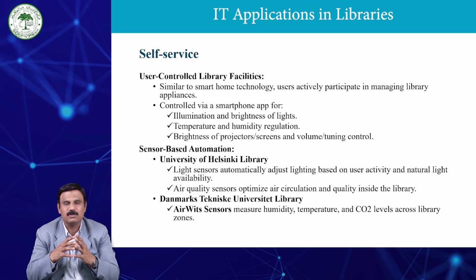Sensor-based automation at the University of Helsinki Library: they use light sensors that automatically adjust lighting based on user activity and natural light availability. The air quality sensors optimize air circulation and quality inside the library.